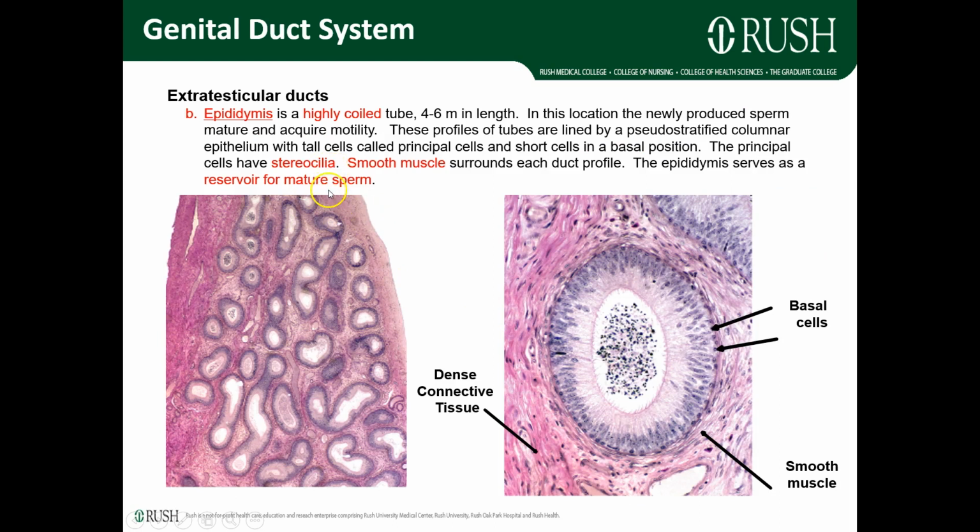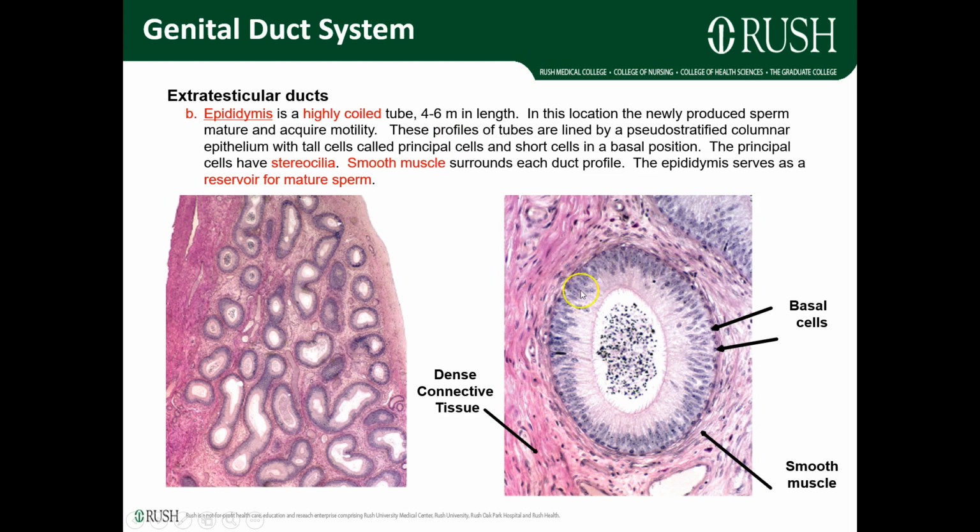Once the sperm has reached that stage, then they end up in the epididymis itself, which is a very highly coiled structure, which can be very lengthy, 4 to 6 meters in length. Once the sperms get to this place, they are pretty much in a holding pattern, and that's where the newly produced sperms become mature, and then they acquire their motility.